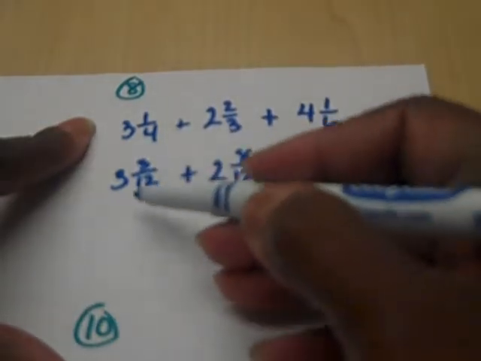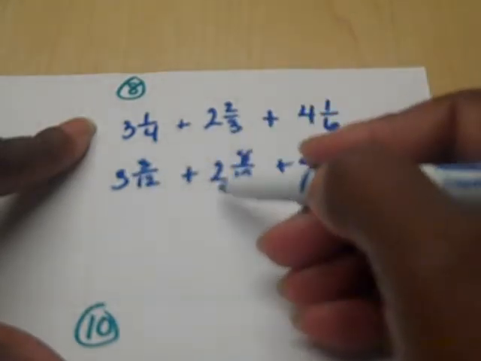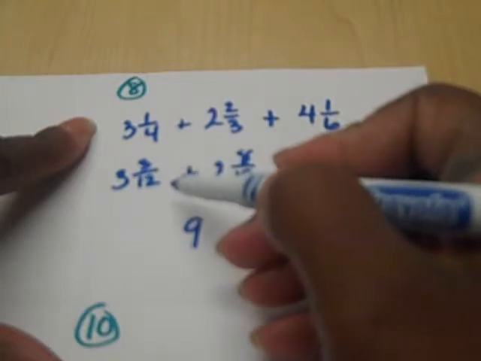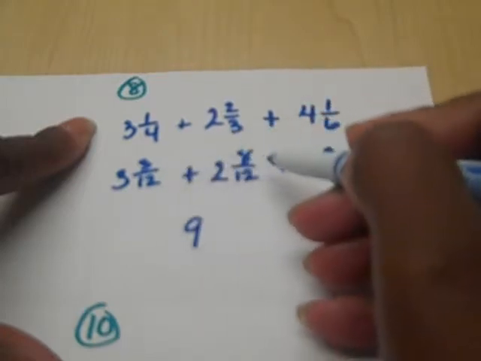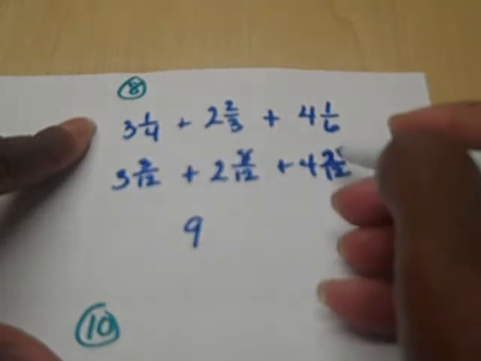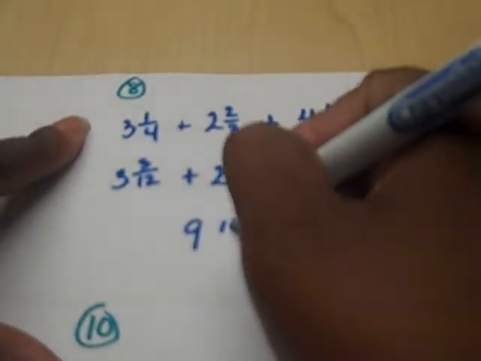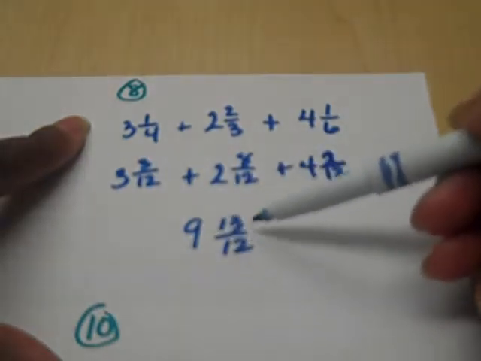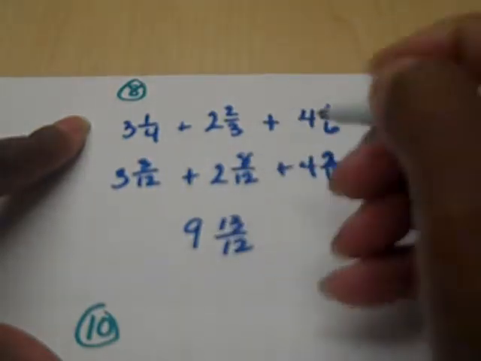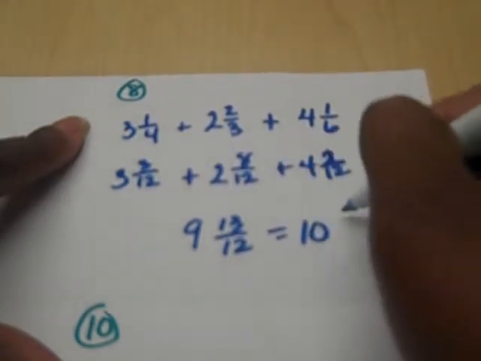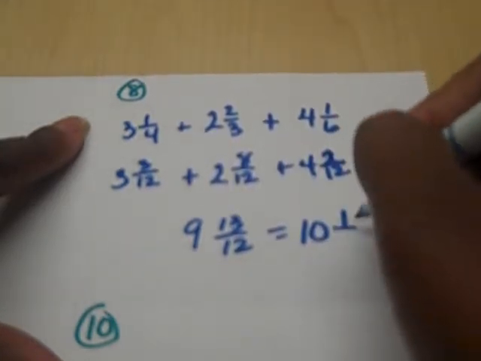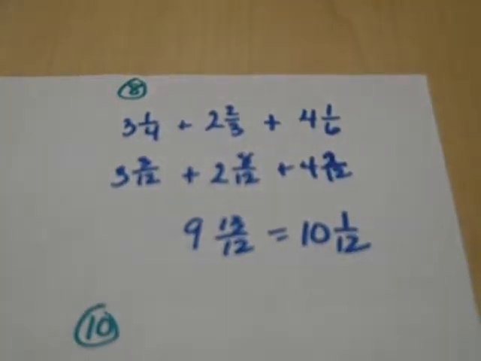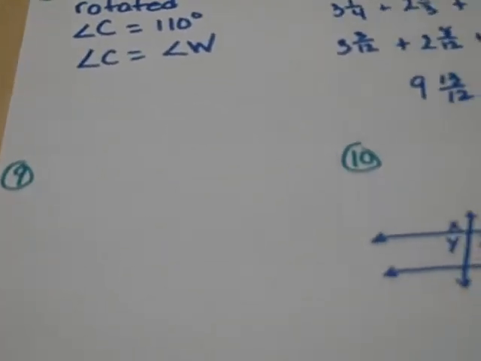Now we can add. We can add our whole numbers first. 3 plus 2 is 5, plus 4 is 9. And now we can add our numerators. 3 plus 8, 11, plus 2 is 13. We have 13/12. So as you see, we still have our whole number and a greater than 1 fraction, which means we can pull a whole out of there, 12/12. So this will equal 10 and 1/12 homework pages. Okay? Let's move on to 9.